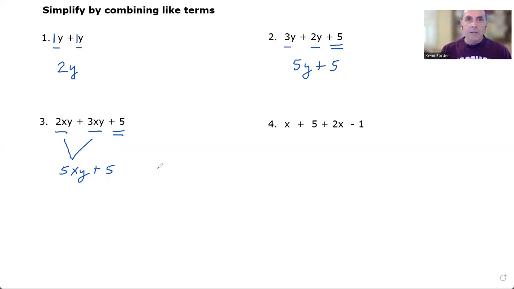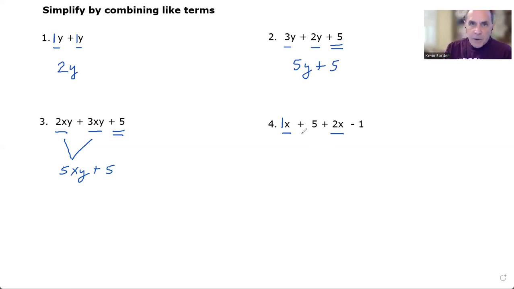Let's move on to the last question, number 4. What's different about this one is that we've got things a little bit mixed up here. We have an x term, a constant, another x term, and another constant. So let's identify our like terms, this x term and this x term. Remembering when there's no number in front of it, we can think of there as being the 1.